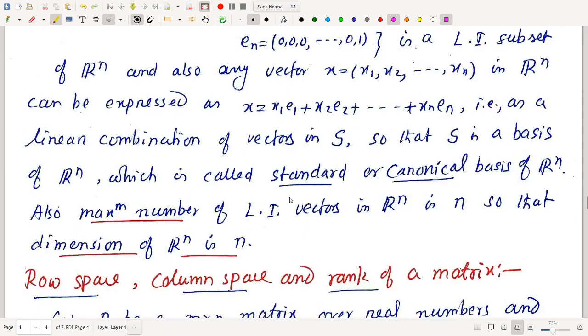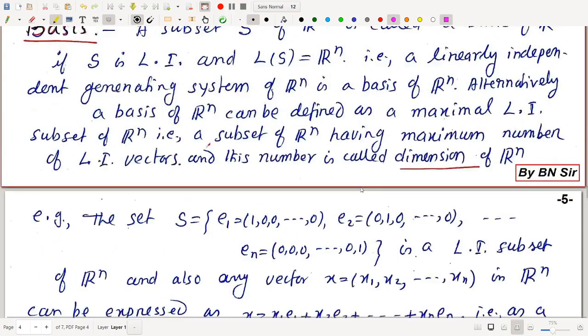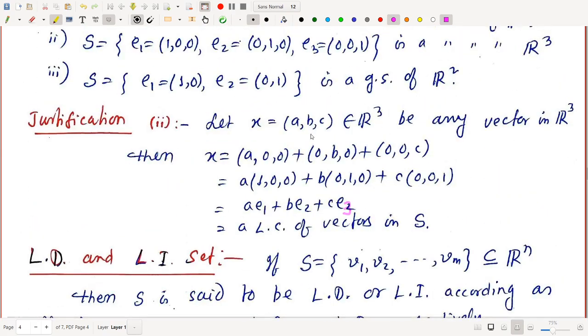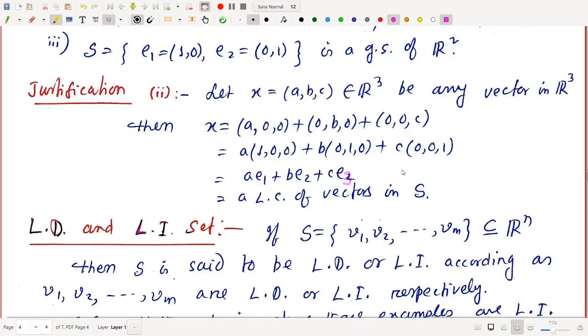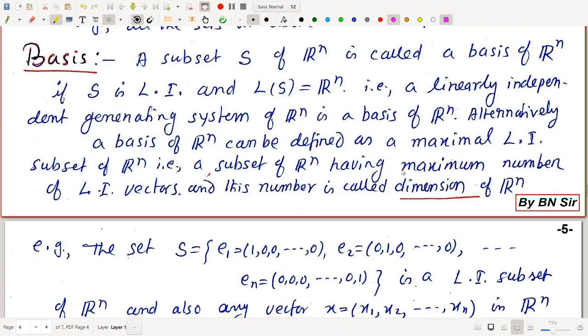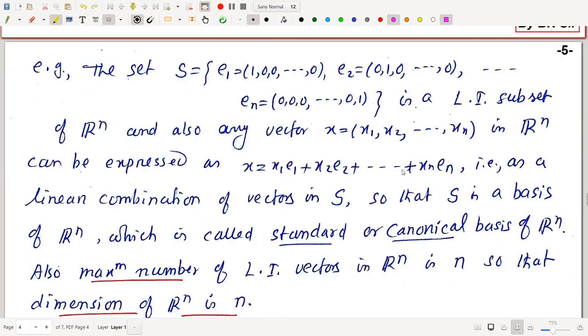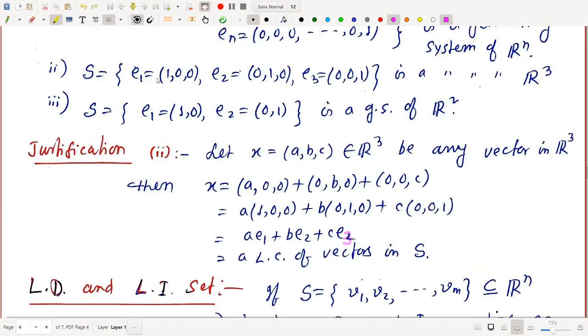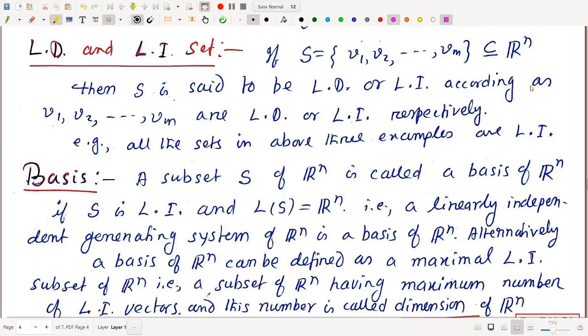In R^3, the dimension is 3, and 3 vectors are linearly independent. The maximum number of linearly independent vectors is 3. As with i cap, j cap, k cap in 3-dimensional vector algebra, they are linearly independent and sufficient to express any vector. That's why they form a basis. So here, the set e1 = (1,0,0), e2 = (0,1,0), e3 = (0,0,1) is actually a basis of the vector space R^3, or linear space R^3.